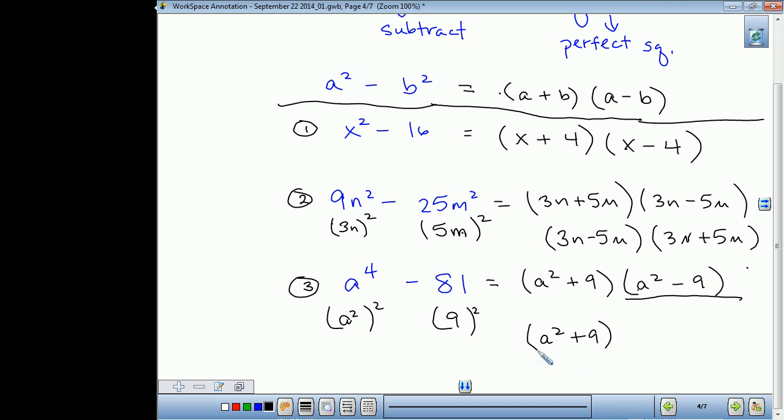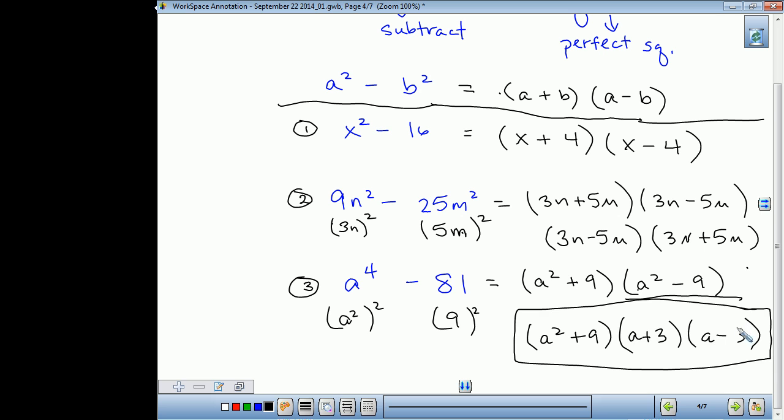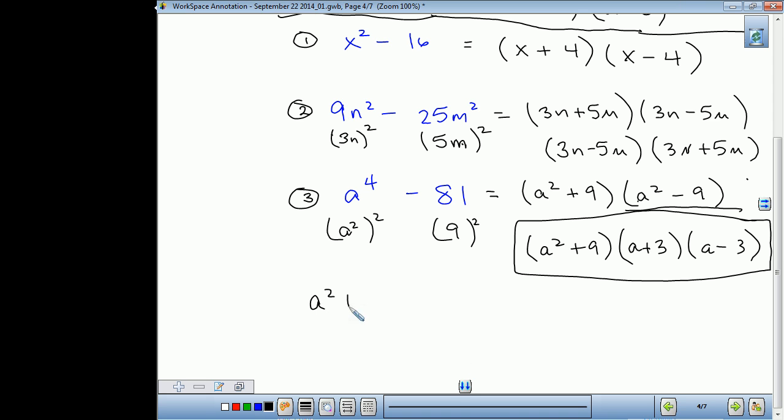So now the first one, a sum of squares, does not factor. There's nothing else I can do with the first expression. But the second factor, a squared minus 9, does factor to a plus 3 times a minus 3. And now it is completely factored over the set of integers. Why can you do that with the negative and positive? Because it's different. Oh, I get it.